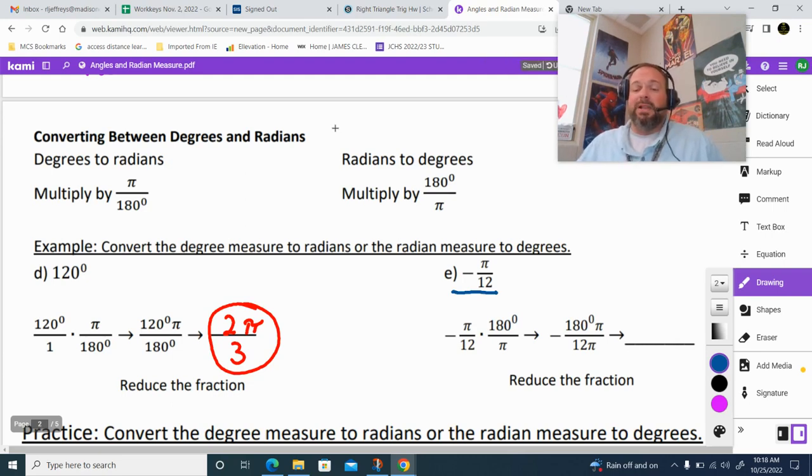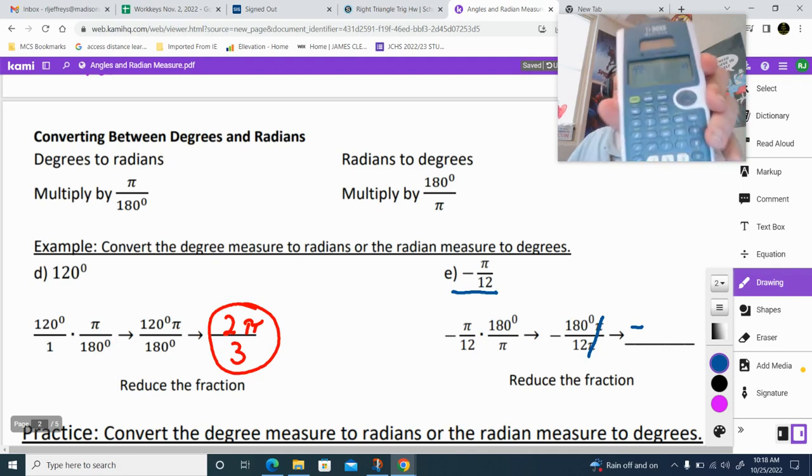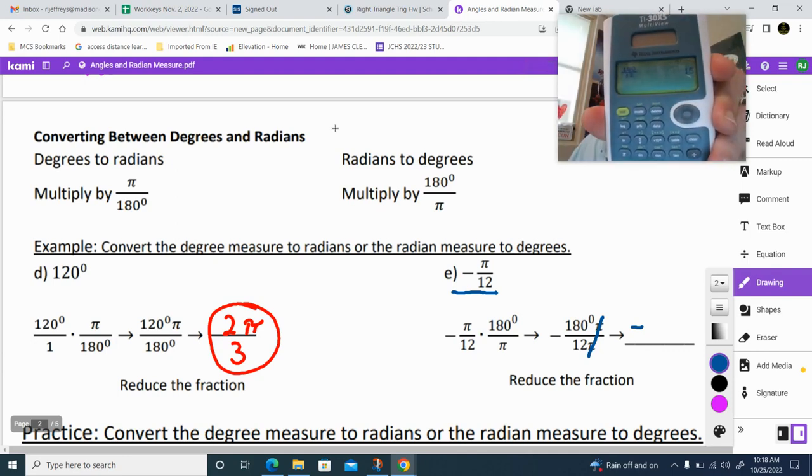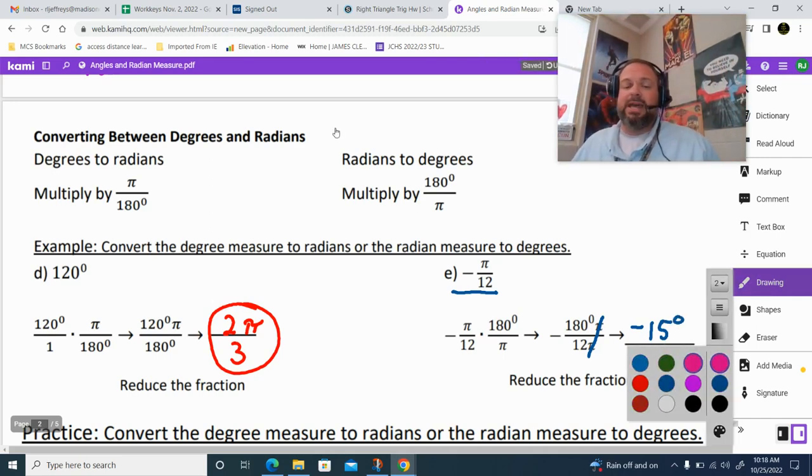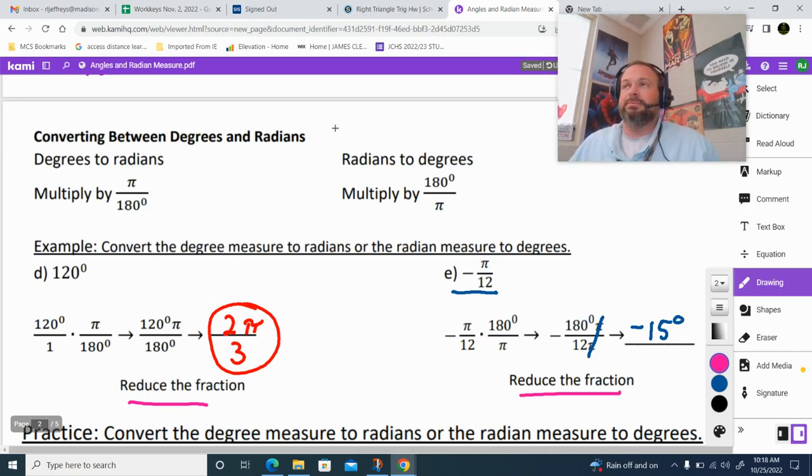So when I multiply, just like this, now what will happen to the pi's right here? They'll cancel, because there shouldn't be a pi in my answer for a degree. Now, if I take 180 over 12 and I reduce it down, I get 15. So my answer is actually negative 15 degrees. Notice on both of these, it says reduce the fraction. So that's what we're doing.